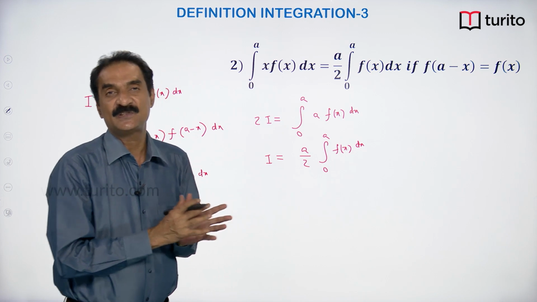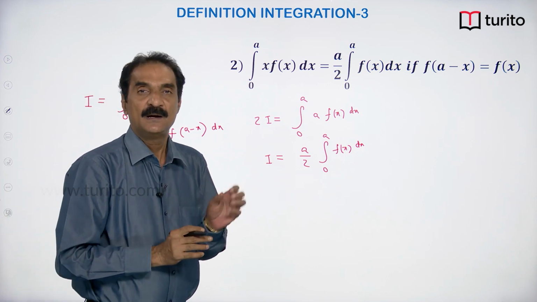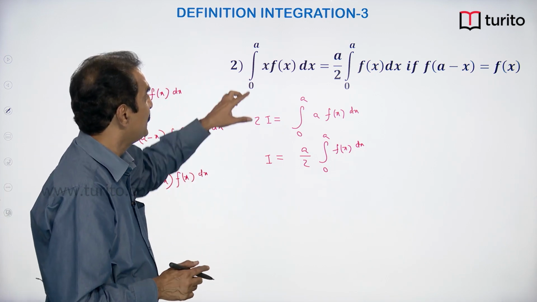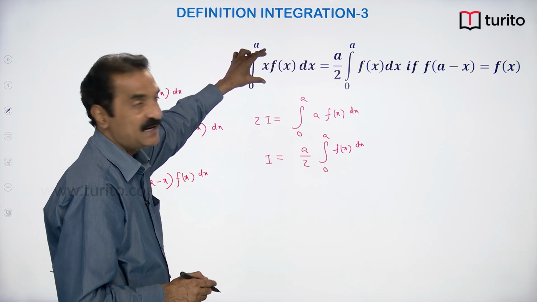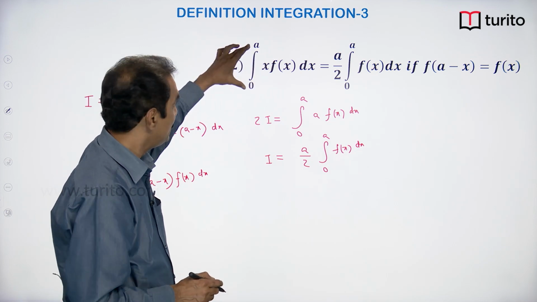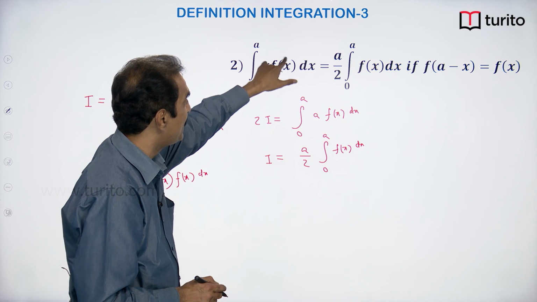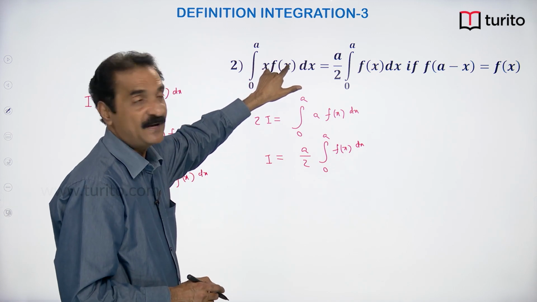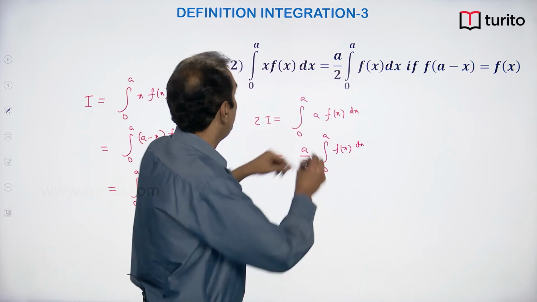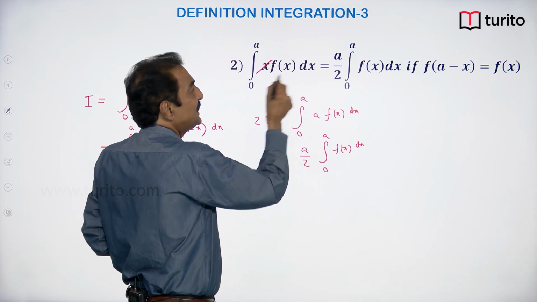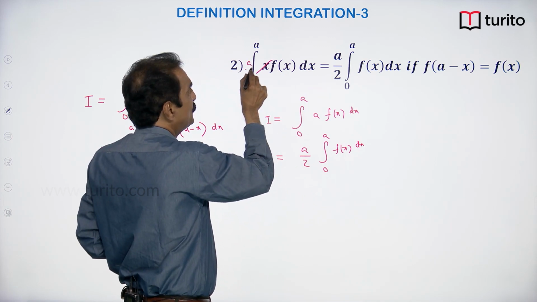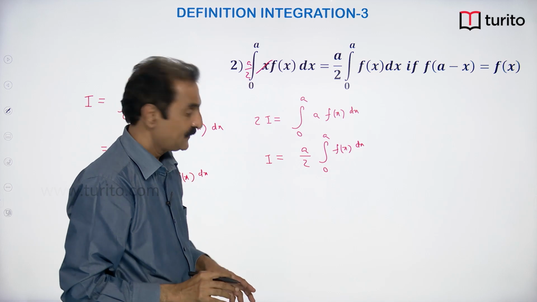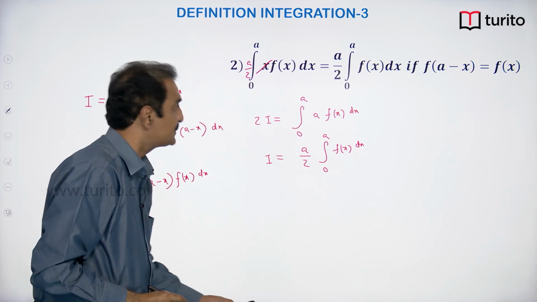Now, you can use this result as a shortcut formula and calculate the answer quickly. That means, whenever the integrand is in the form of x f of x, limits are 0 to a, you check f of a minus x. If f of a minus x is equal to f of x, immediately remove this x and multiply by a by 2. Okay. Let us see one example.